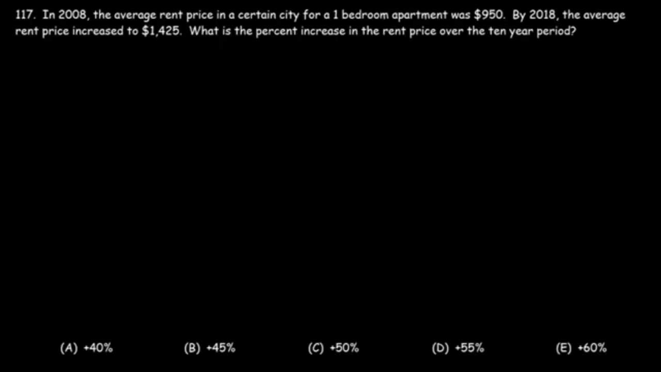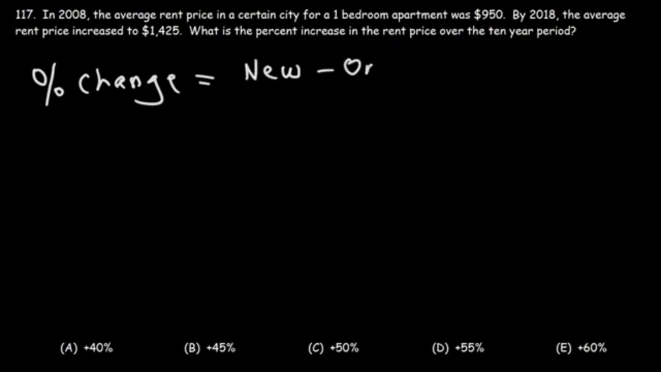Number 117. In 2008, the average rent price in a certain city for a one-bedroom apartment was $950. By 2018, the average rent price increased to $1,425. What is the percent increase in the rent price over the 10-year period? There's a formula in which we can calculate the percent change. Here it is. The percent change is equal to the new price minus the original price divided by the original price times 100%.